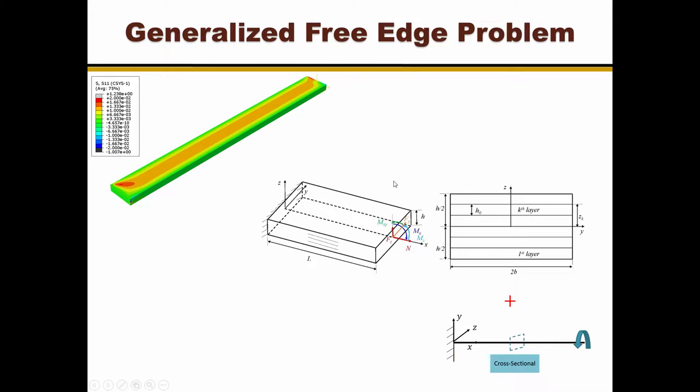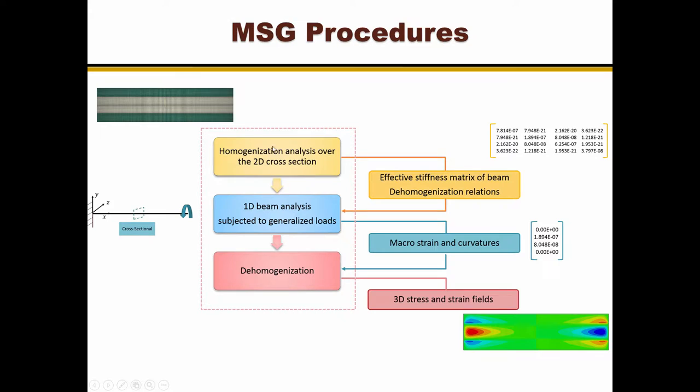For the free edge problem of our long laminates shown in this figure, mechanics of a structured genome mathematically split the original 3D problem into a 2D cross-sectional analysis and a 1D beam analysis. First, a homogenization analysis is carried out to get the effective beam stiffness and the dehomogenization relations. Then, the effective beam stiffness can be used in the 1D beam analysis to solve for the beam strain and the curvatures along the X direction.